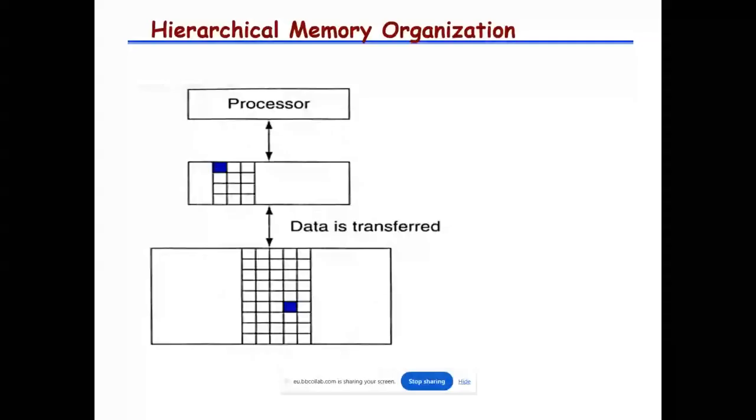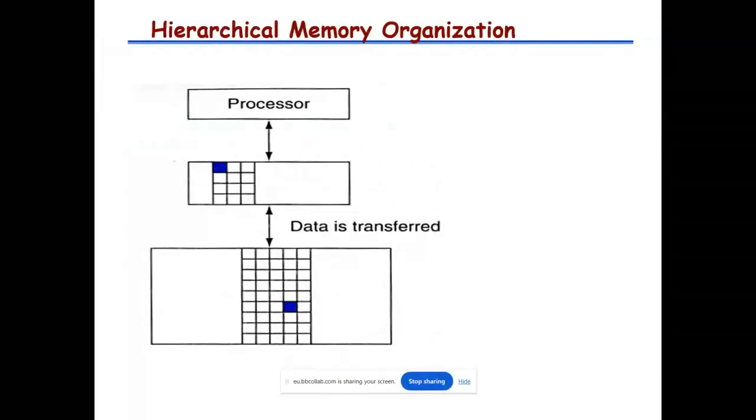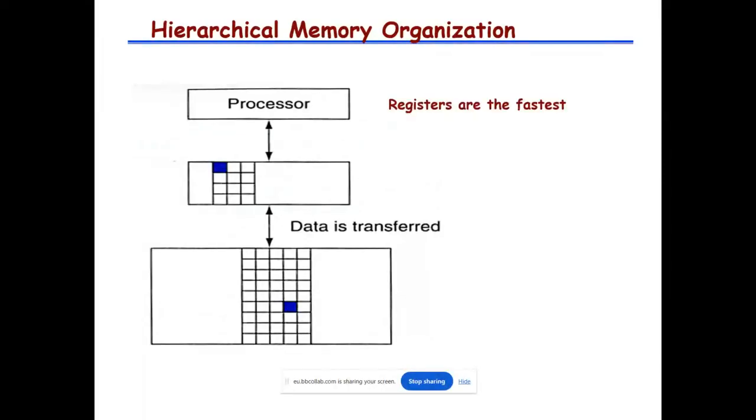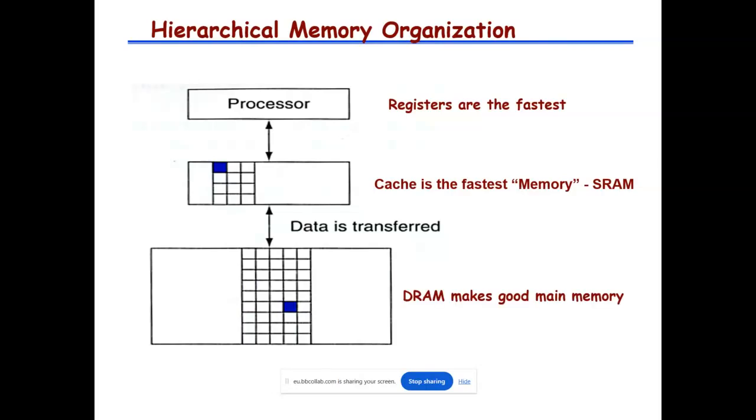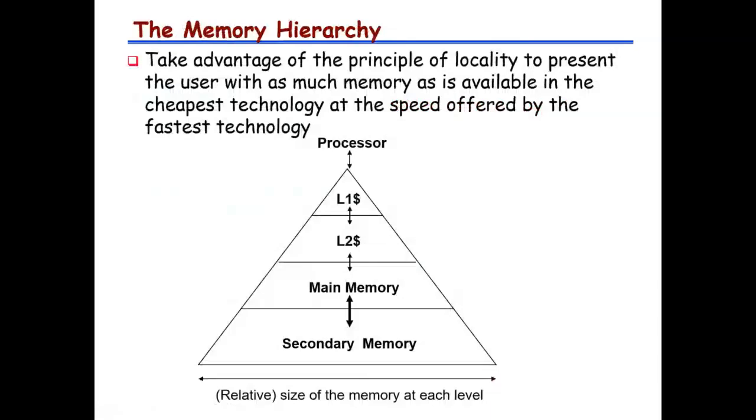So here is the hierarchical memory organization with the processor. We have registers, which are very small, and the registers are the fastest. Cache is the faster memory, which is called SRAM, and DRAM makes good main memory because it's bigger. So now we can see different levels of cache, level 1 cache, level 2 cache, and then we have main memory, and then the secondary memory.